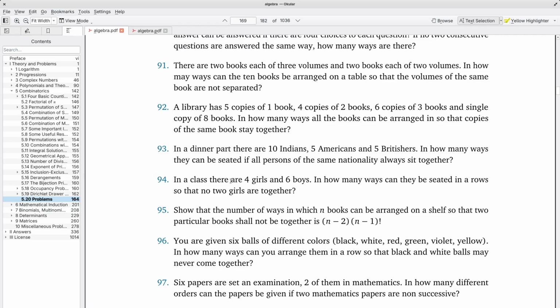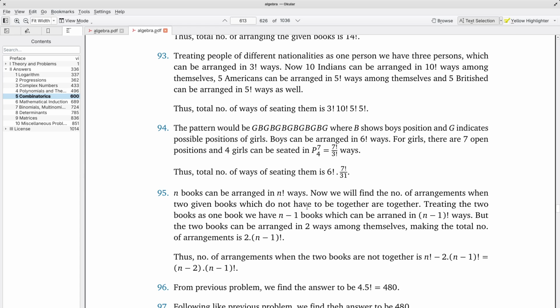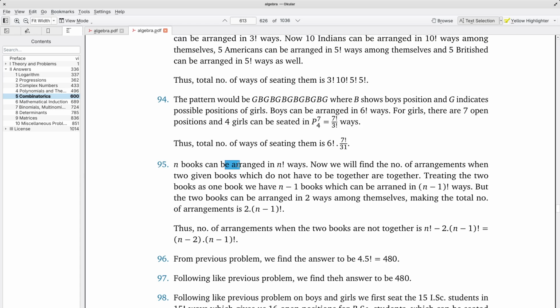95 says that the number of ways in which n books can be arranged on a shelf so that 2 particular books shall not be together is n minus 2 multiplied by n minus 1 factorial. So n books can be arranged in n factorial ways.